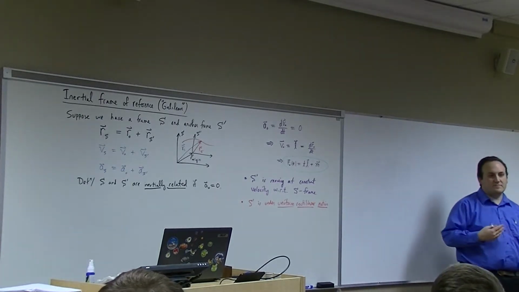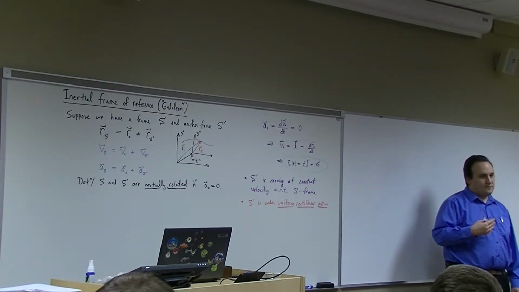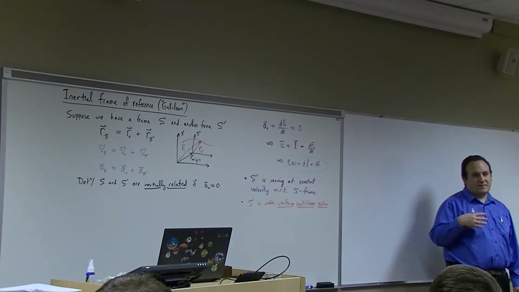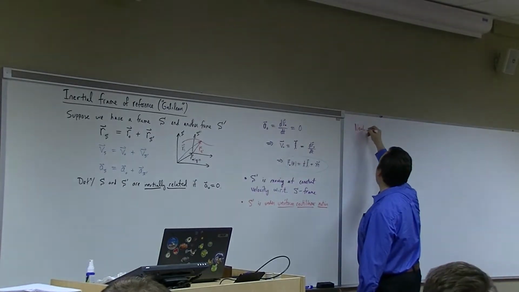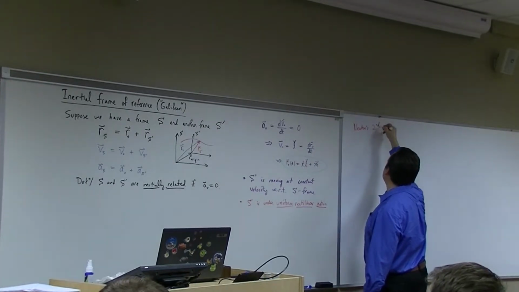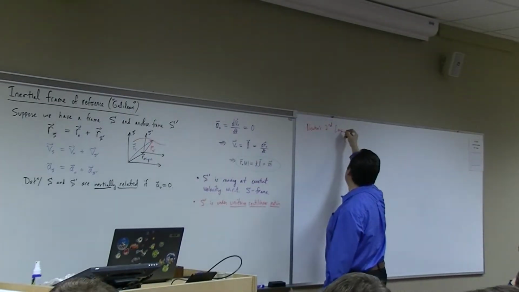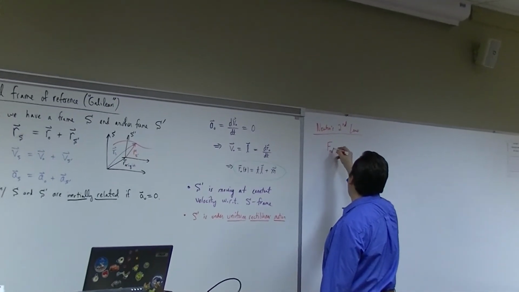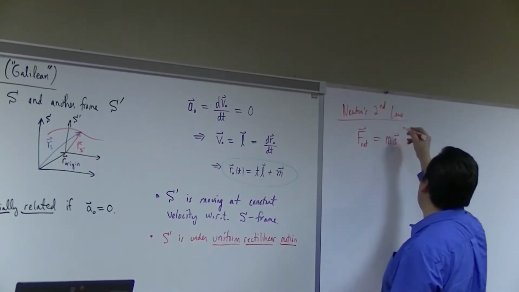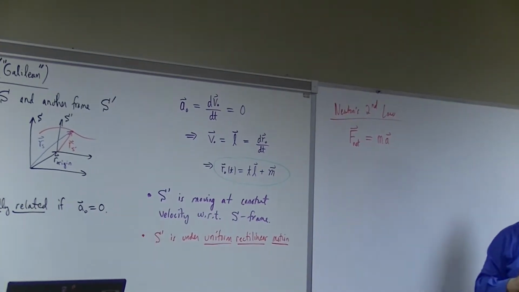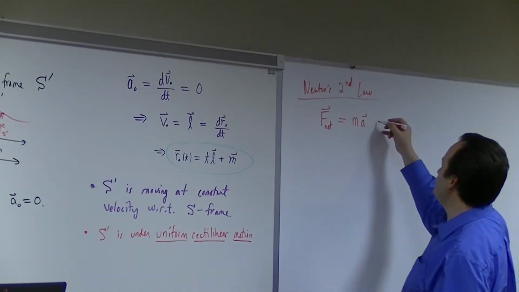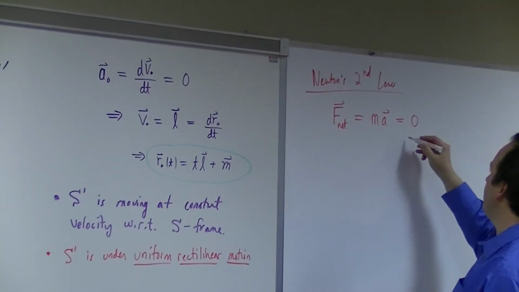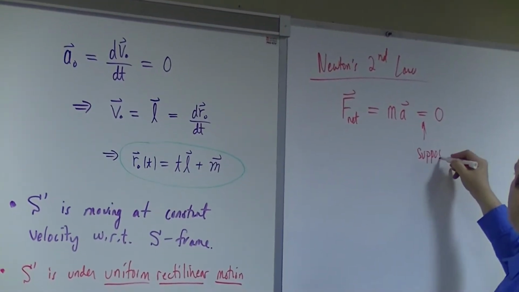So what's Newton's second law? What's that say? It says that the net force that acts on a body is equal to the inertial mass times the acceleration of the body. Think about that for a second. Basically, the net force is equal to the mass times the acceleration. So, if the net force on the body is 0, what's that say? Acceleration is 0.